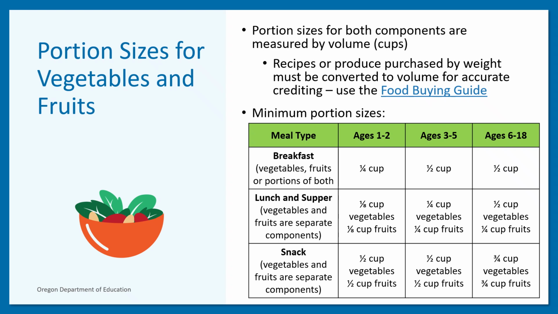For snack, vegetables and fruits are separate components, and you can choose both of the components, only one of the components, or not at all, and serve from the other 3 components. If you do serve the vegetable or fruit components, half a cup of vegetables or fruits must be served for ages 1 to 2 and 3 to 5, and 3/4 cup of vegetables or fruits must be served for ages 6 through 18.